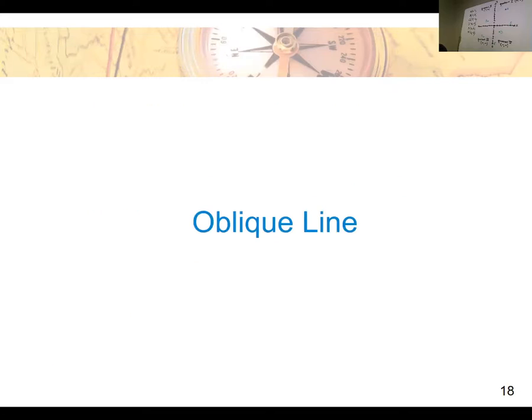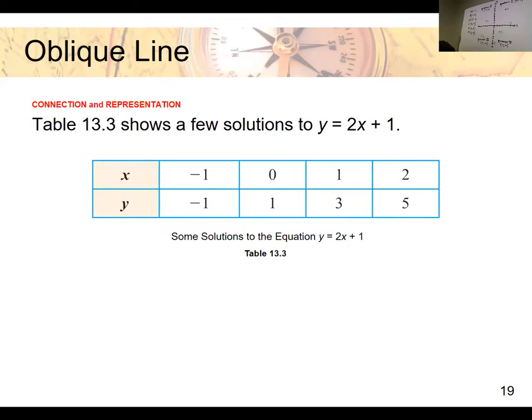The third type is the oblique line. When we're talking about an oblique line, we're talking about a line that's usually slanted. It's not going to be horizontal or vertical. It'll be a little bit slanted. In this case, let's say we had y equals 2x plus 1. Here they selected values for x, like -1, 0, 1, and 2. And for each x value that we selected, we have to substitute those values in for x in this equation.